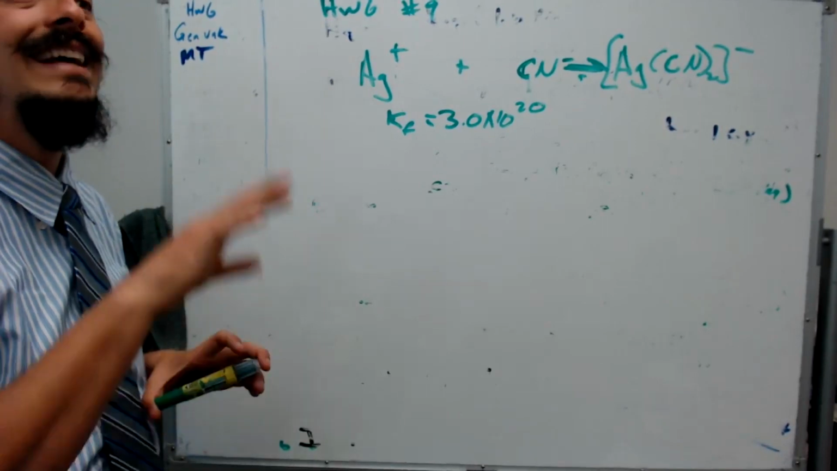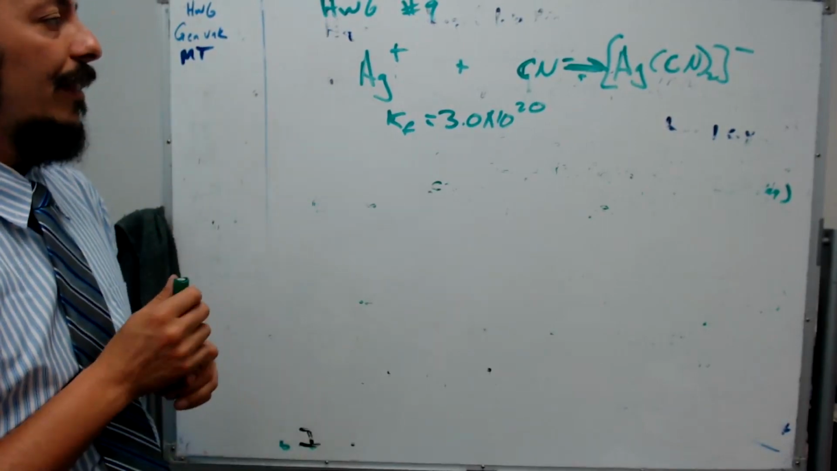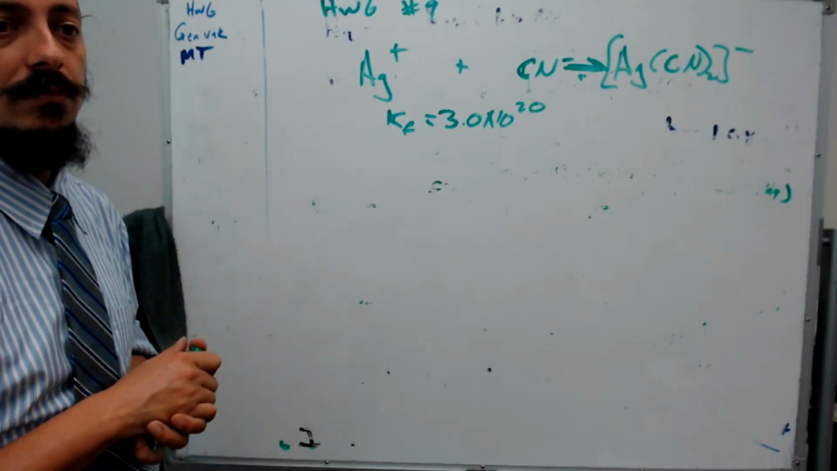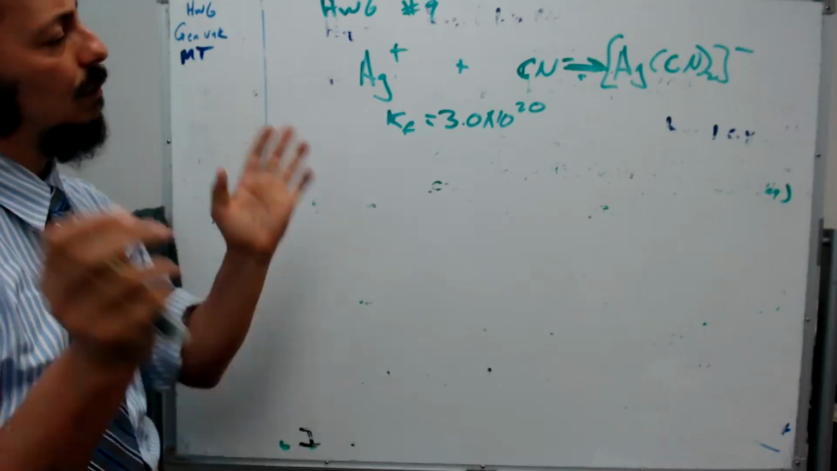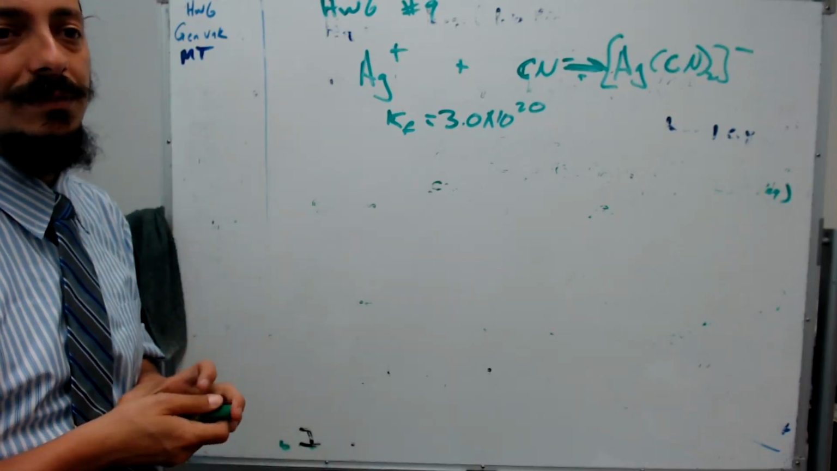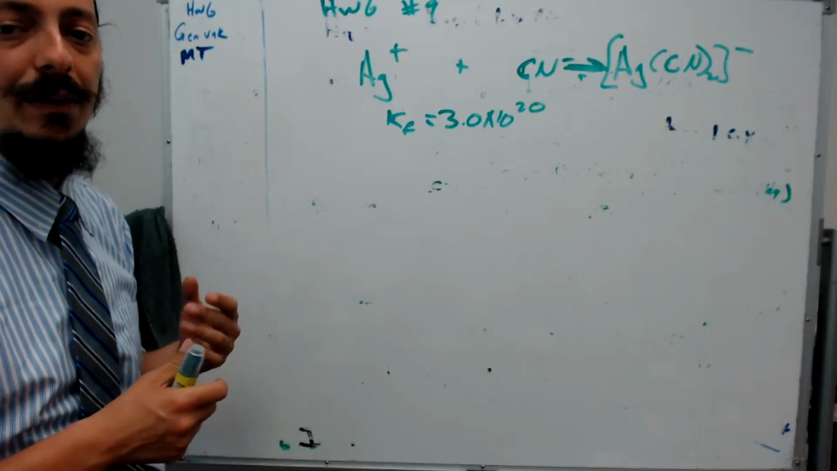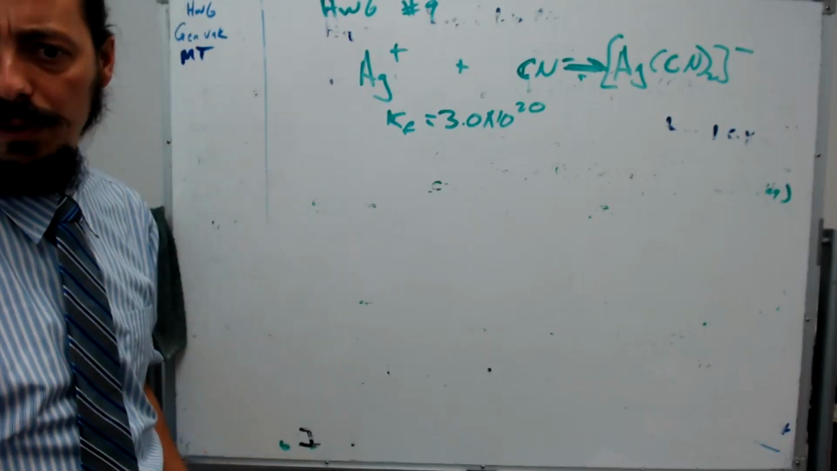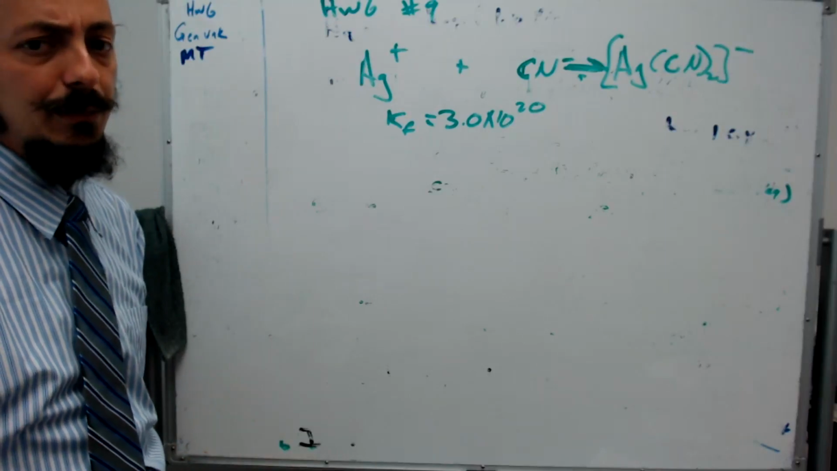So we should expect a very, very small amount of silver left in solution. Something on the order of 10 to the minus 18. I got minus 22. Also possible. Yeah, really small value though. So that's number 9. There was something else on the homework, and then I want to make sure we have midterm question time as well.